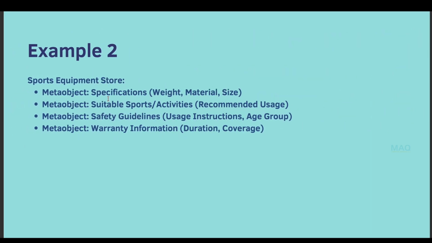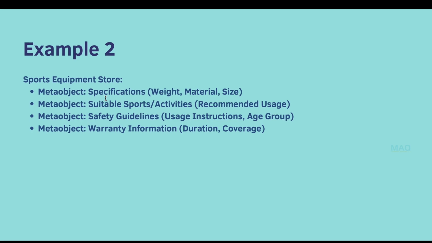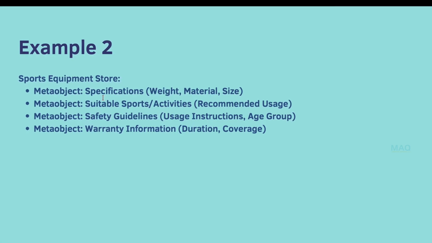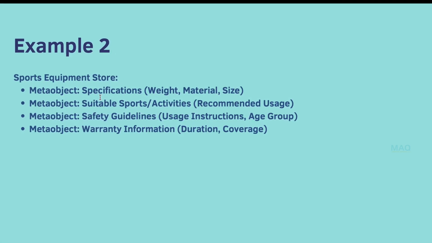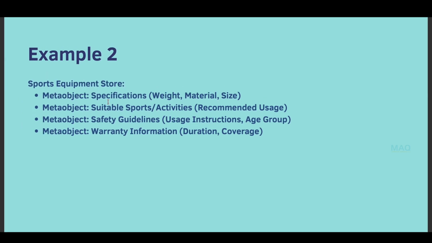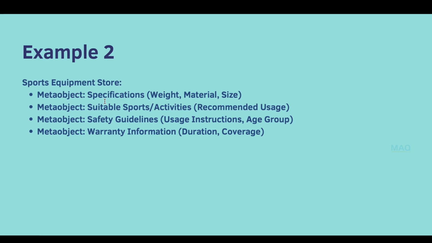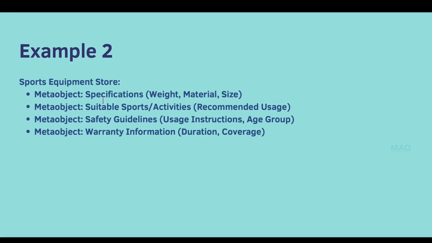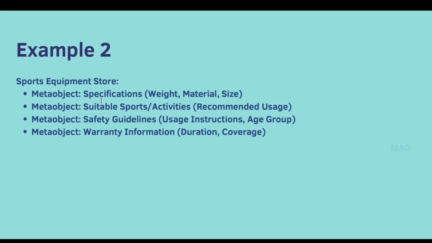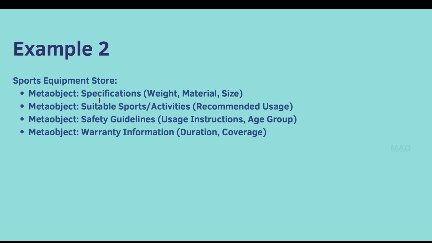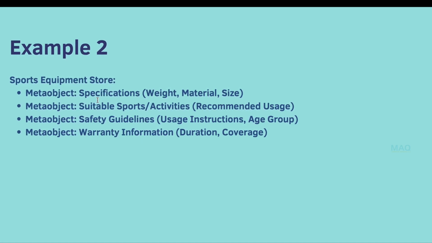Let's take another example. Here I am taking the example of a sports equipment store. In a sports equipment store, how we can use meta objects is we can create a meta object called specifications. Inside the specifications meta object, we can have different fields, for example, weight, material, size. These can be created as meta fields, and then we can link them to the meta object specifications.